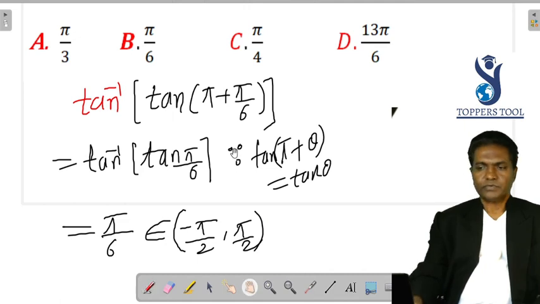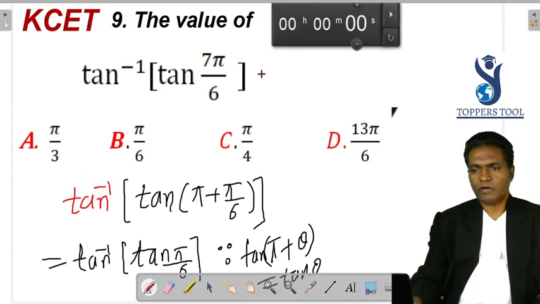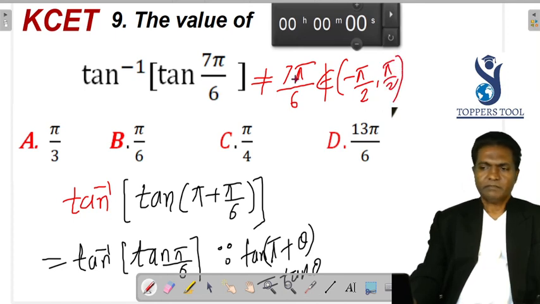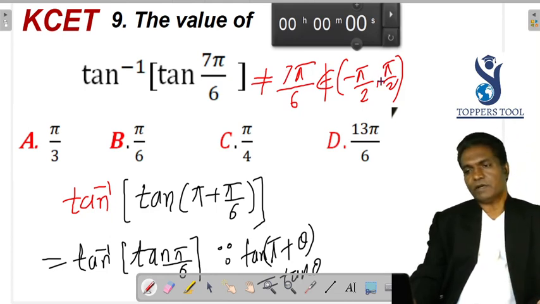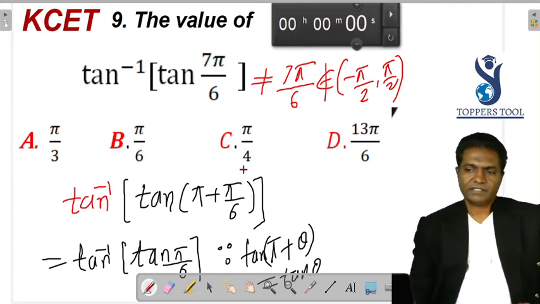So in the given sense, you cannot directly write this equal to 7 pi by 6 because it does not belong to the principal branch of tan inverse. Because pi by 6 is 30 degrees, 30 into 7 you will get 210 degrees, which does not belong to this interval. So in this way you can calculate. Yes, this is the correct answer.